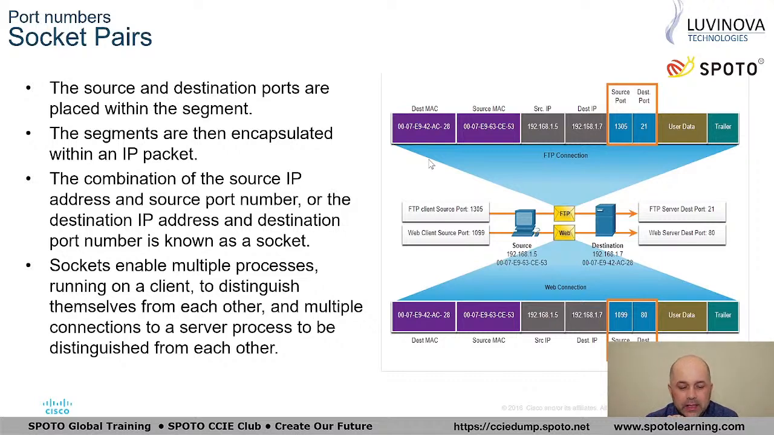The segments are then encapsulated within a packet. The combination of the source IP address and the source port number, or the destination IP address and destination port number, is known as a socket. Sockets enable multiple processes running on the client to distinguish themselves from each other, and multiple connections to a server process to be distinguished from each other.